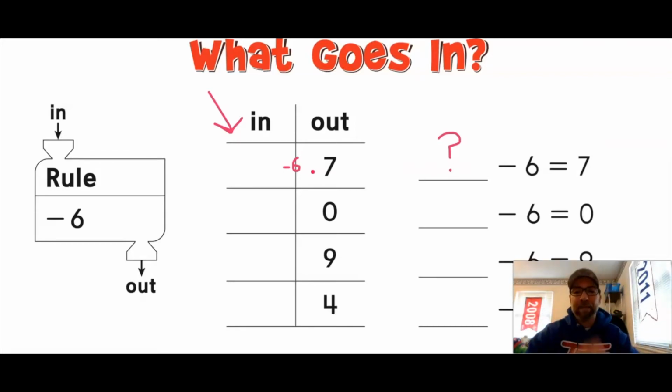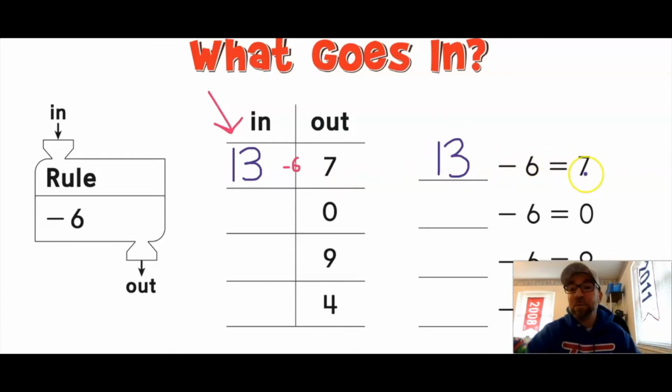We think about our fact families and how the opposite of subtraction is to add. So instead of subtracting 6, I could add 6 and think 7 plus 6 equals something. What does 7 plus 6 equal? 7 plus 6 equals 13. Now let's look and see if our rule works. 13 minus 6 is 7. 13 minus 6 equals 7.